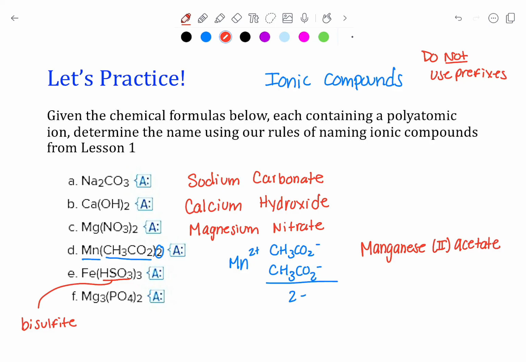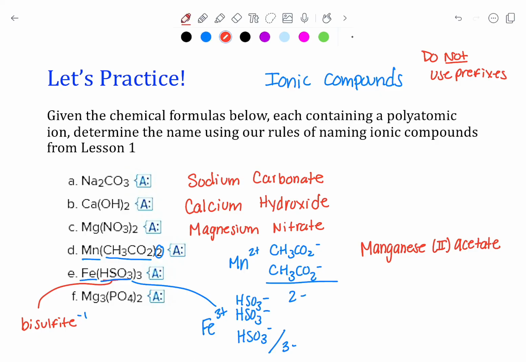Our next example starts with iron, which is another one of our transition metals, and it can have variable charge as well. So we have to figure out what its charge is. Bisulfite has a charge of -1. So bisulfite is HSO3 with a minus, HSO3 with another minus. There's 3 of them, so that has an overall contribution of 3-. So our iron has to have a charge of 3+ to balance it out, and there's only 1 of them.